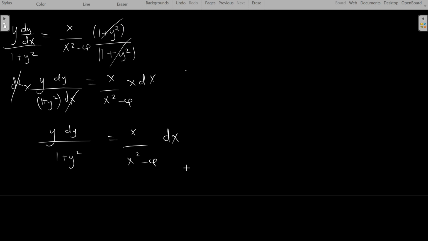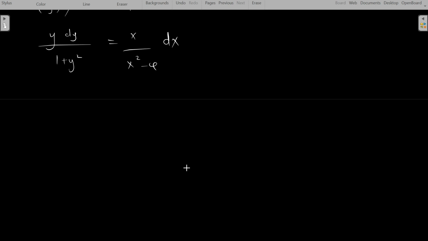Once we have these, we should take the integral of both sides, the integral on this side and the integral on this side. Before we continue, let me direct you to my calculus 2 playlist. Go check the techniques of integration that we are using. There are so many techniques of integration. For this case, we'll be using u substitution.